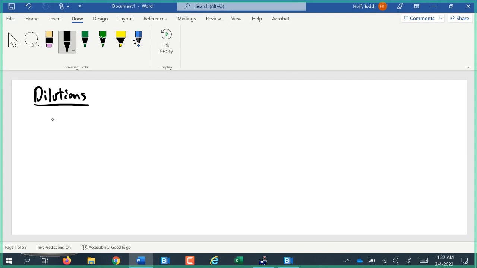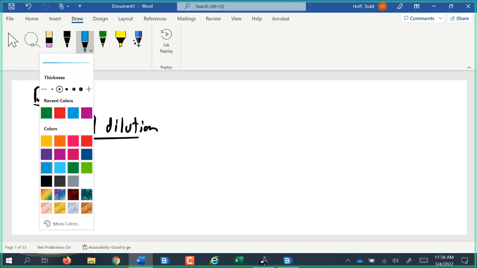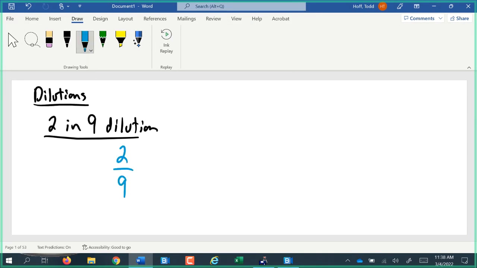If we had a 2 in 9 dilution, so our ratio here was 2 to 9. The 2 represented the parts of serum, and the 9 represented the parts of total solution.